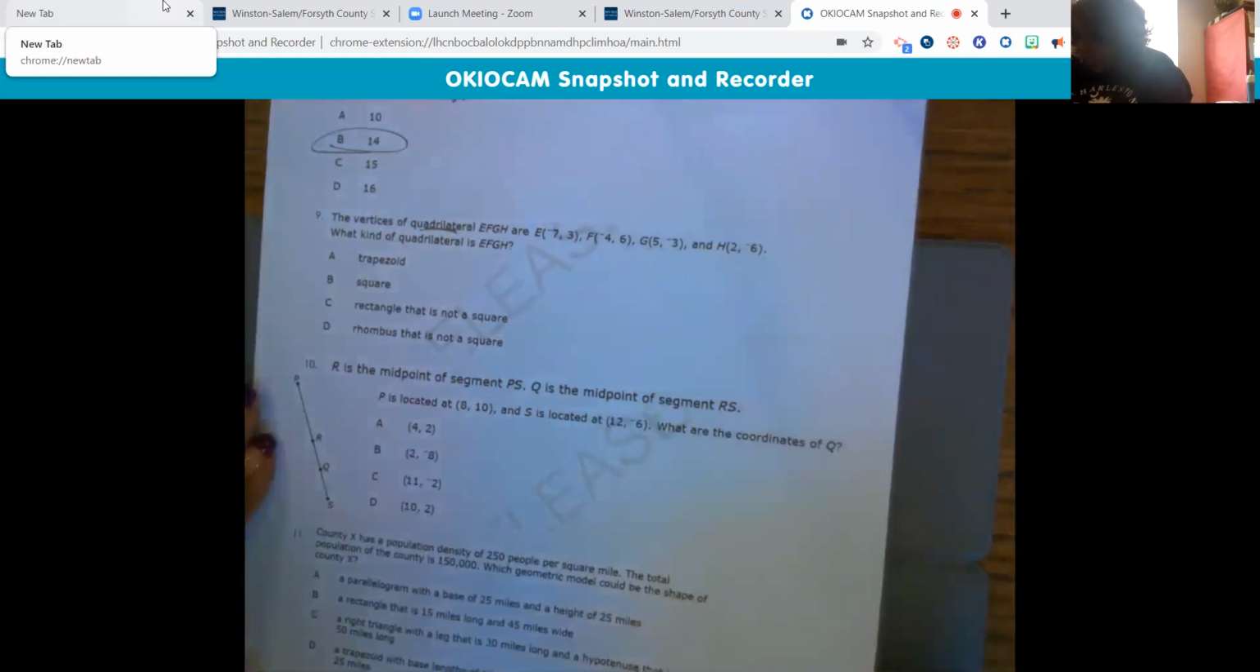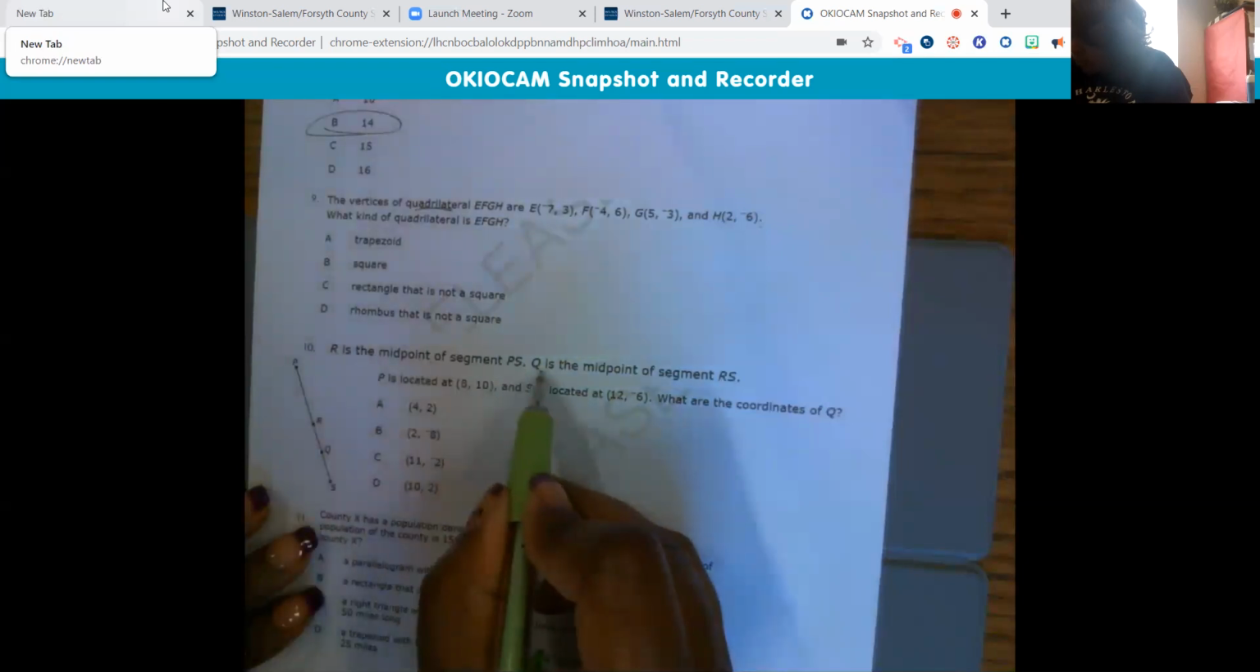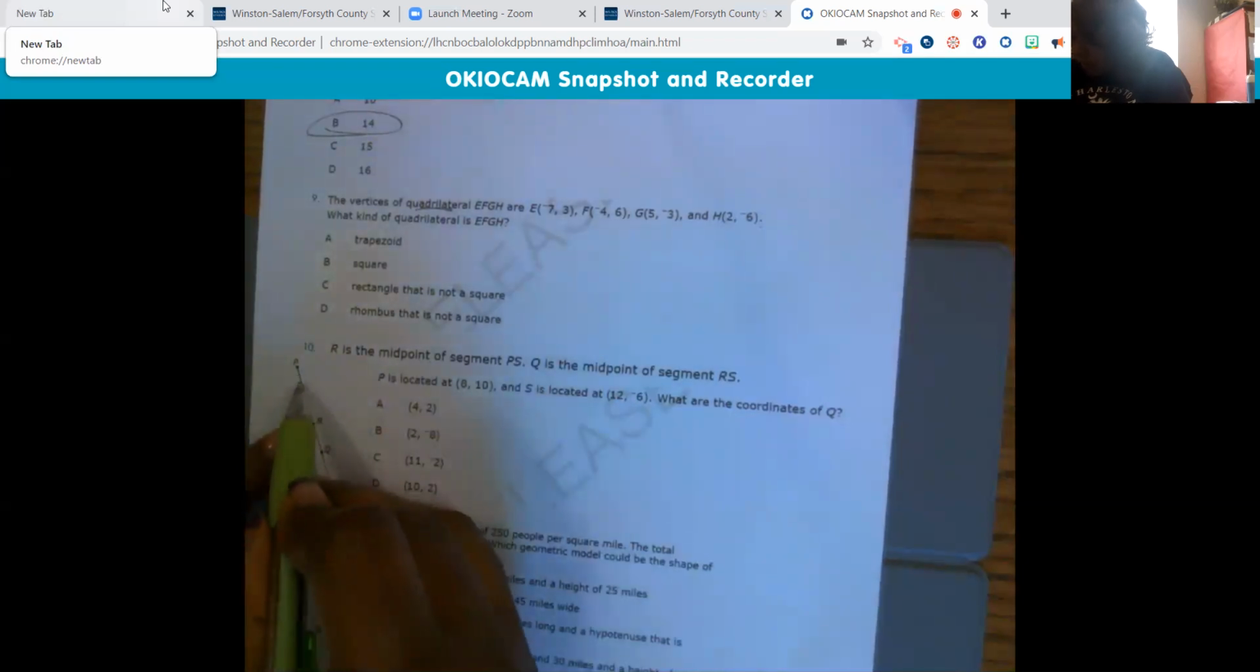Let's do this one. Number 10. Number 10 says that R is the midpoint. This is R right here, is the midpoint between these 2 points. So this is your midpoint right here. Okay.